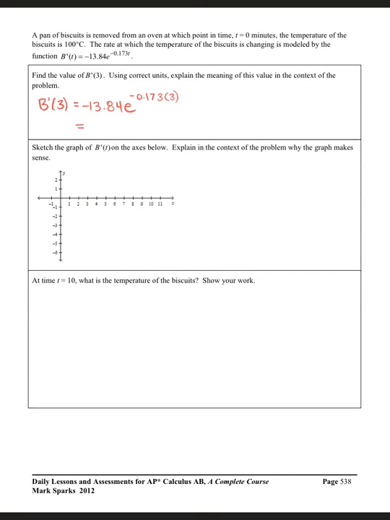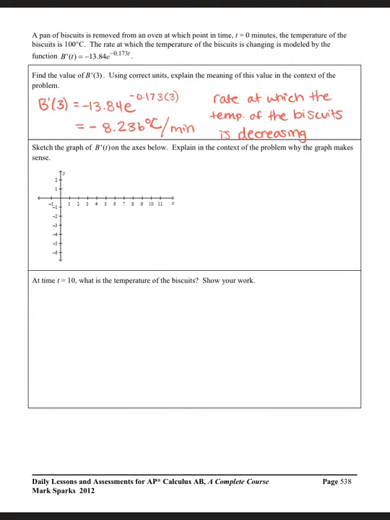So if you use a calculator, you will find that this is negative 8.236 degrees Celsius per minute, because we're talking about a rate. So this is the rate at which the temperature of the biscuits is decreasing. And how do you know that it's decreasing? Well, the rate is negative, okay?